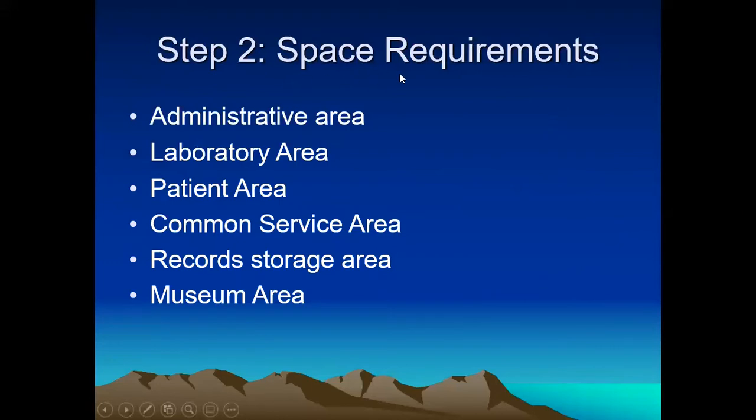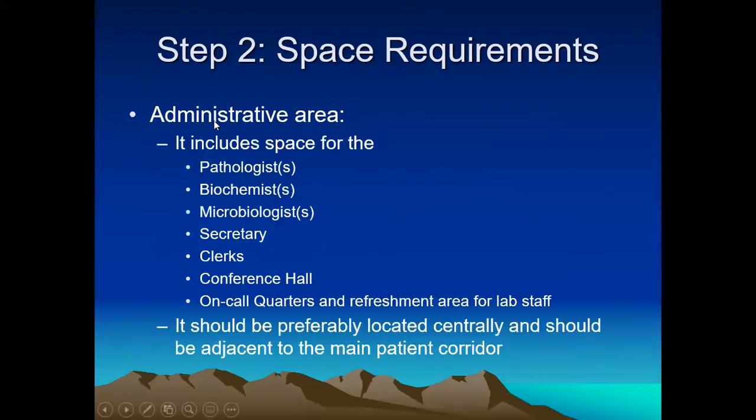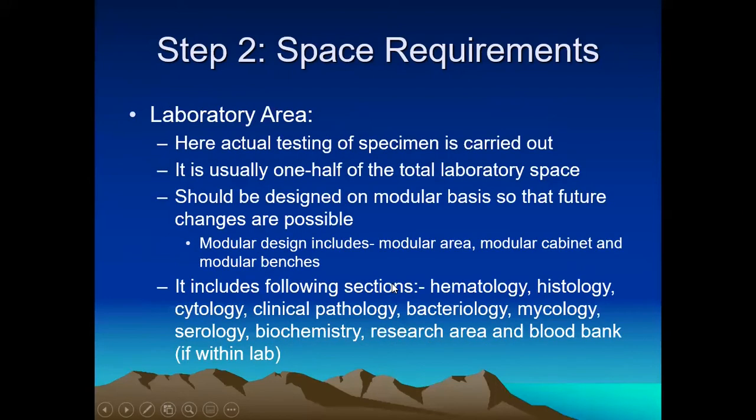So, in space requirement, we need space for administrative area inside laboratory, a laboratory area, patient area, common service area, record and storage area, and museum area. Administrative area includes space for pathologist, biochemist, microbiologist, secretary, clerk, conference hall, on-call quarters, and refreshment area for lab staff. It should be preferably located centrally and should be adjacent to the main patient corridor.